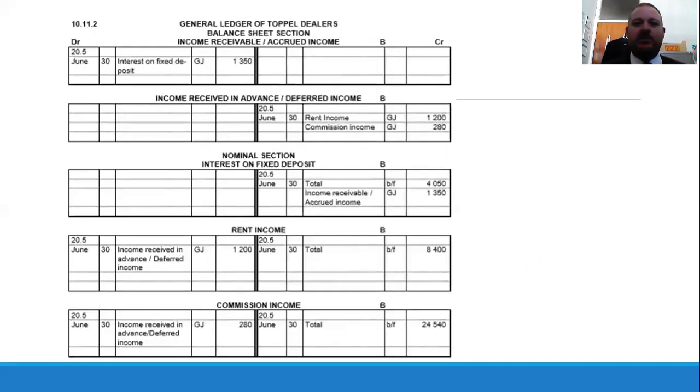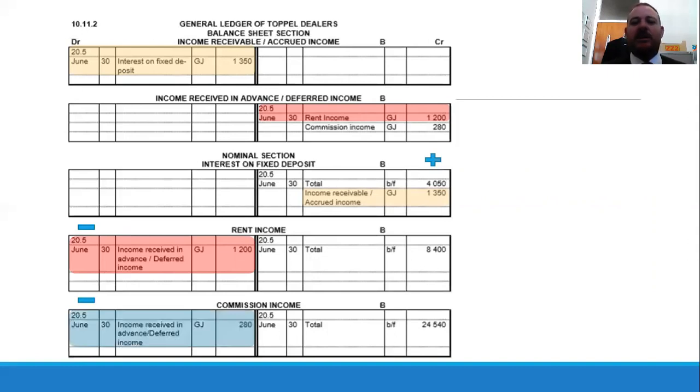So we just take it through to your ledger accounts as well. If we have a look at interest on fixed deposit, we had to add to that interest on fixed deposit for that 12-month period. That's why we've credited, we've added to the income, interest on fixed deposit. Again, for every credit, there must be an equal debit. So you'll see that income receivable or accrued income will be debited by that amount. If we have a look at the rent income, we had to reduce the rent income to reflect only those 12 months. That's why we've debited rent income. And then there must be an equal credit, and you'll find it there in deferred income.